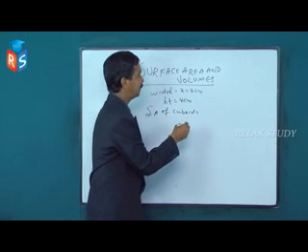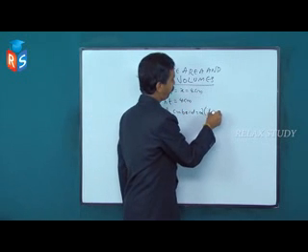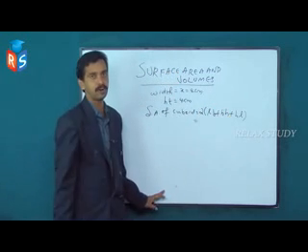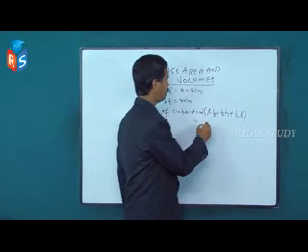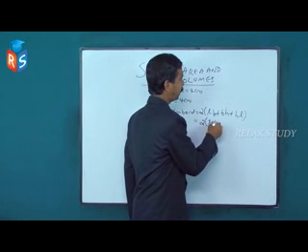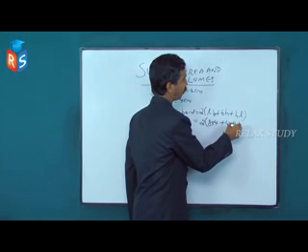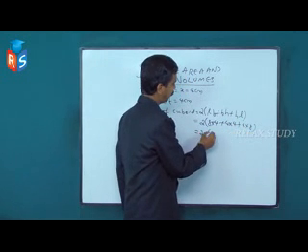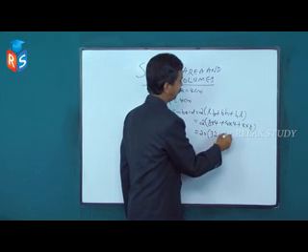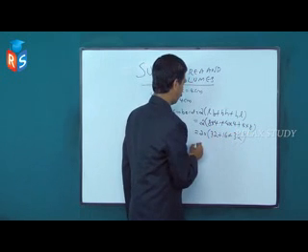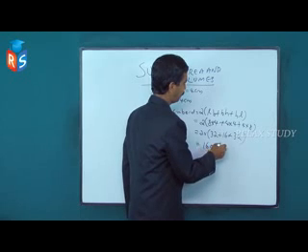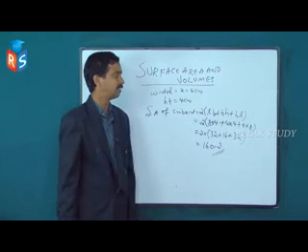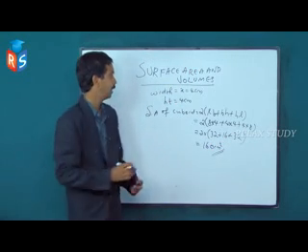We have studied 2 into (LB + BH + HL). We have to substitute the values of length, breadth and height. So 2 into (8 into 4 + 4 into 4 + 4 into 8). On simplification we get 2 into (32 + 16 + 32). The answer is 160 centimeter square. So the surface area of the cuboid is 160 centimeter square.